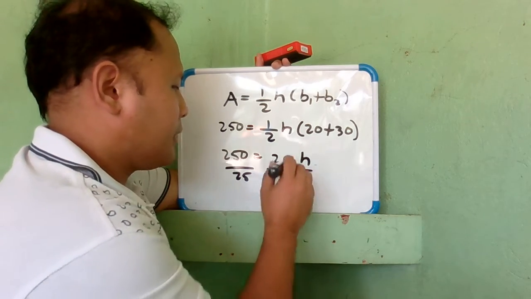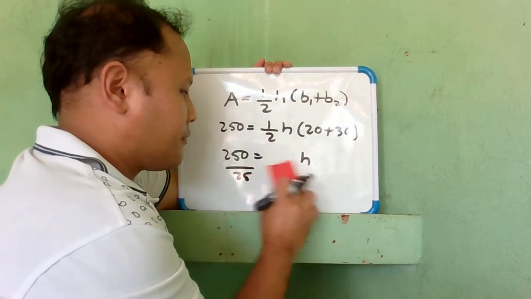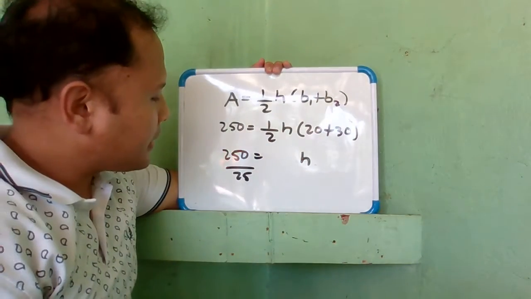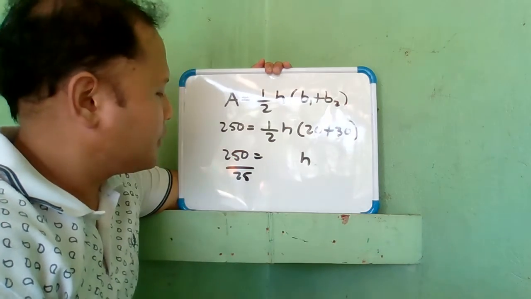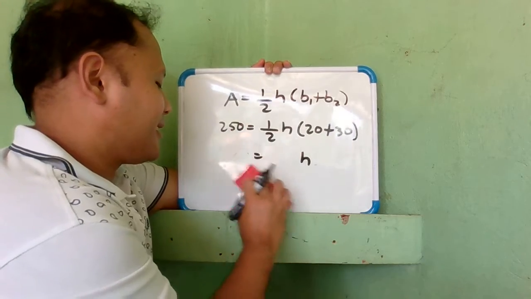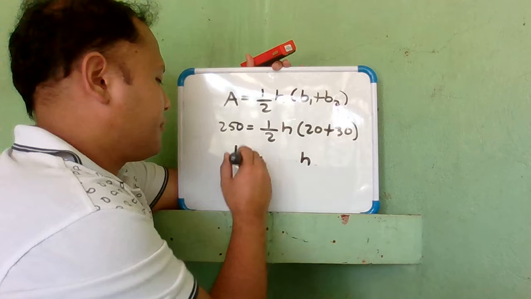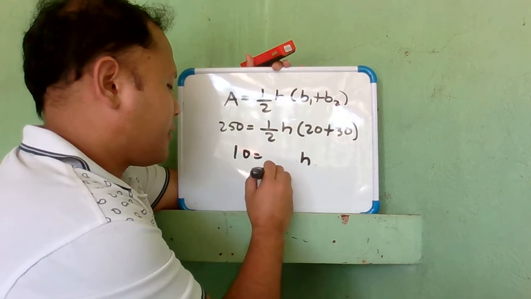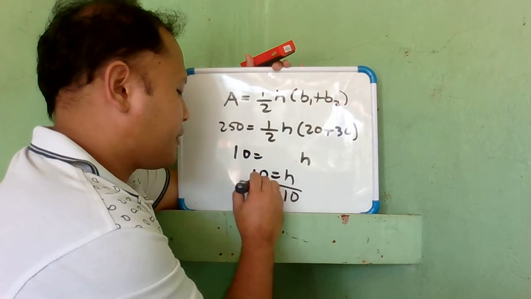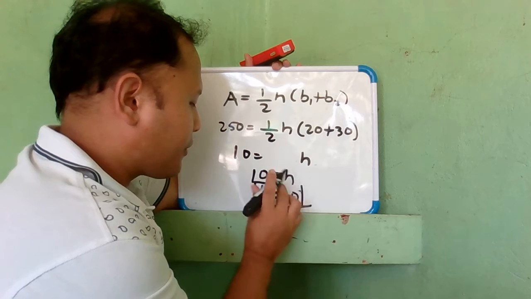So this can be eliminated. 50 divided by 25, that is equal to 10. So 10 equals h, or we can say h equals 10. So again, we are able to solve the value of our height.